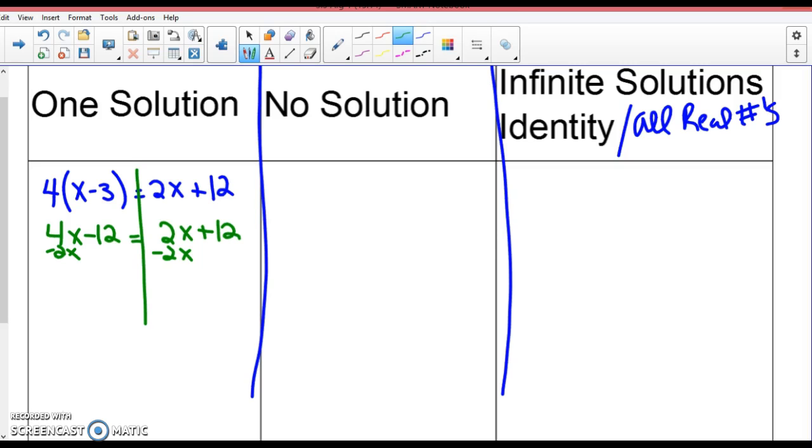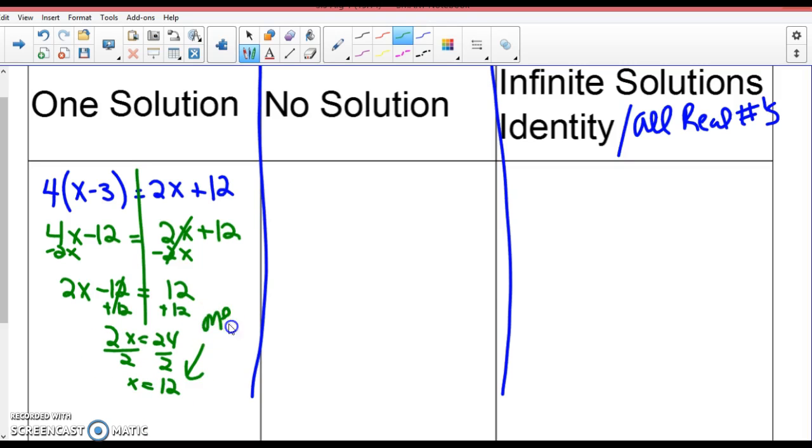Justin, you writing this down? 4x minus 2x is 2x. Bring down the minus 12 equals, look what happens on this side. 2x minus 2x is 0. So I'm left with 12. Now, I have all my variables on one side. I just finished solving. I add 12 to both sides. So I have 2x equals 24. Divide both sides by 2. X is 12. We have one solution, and that's it, 12.